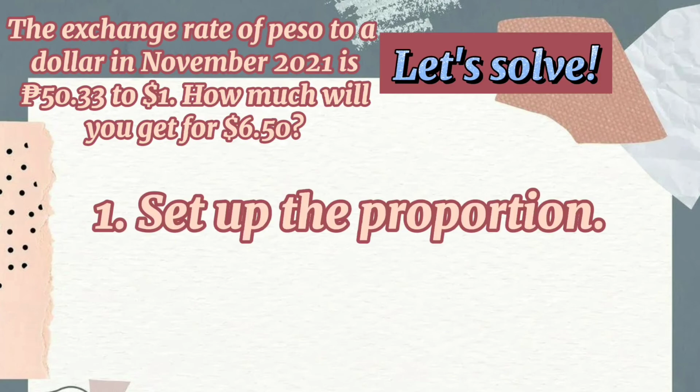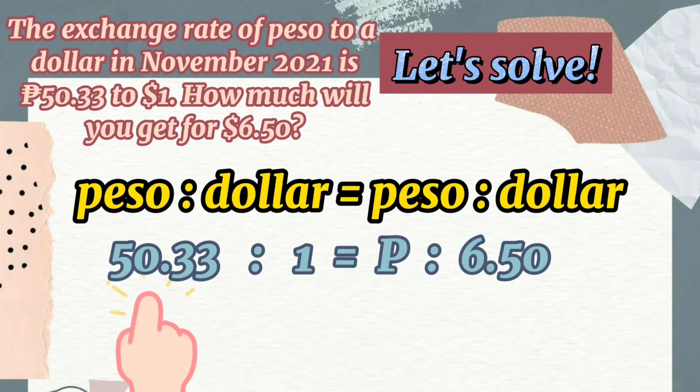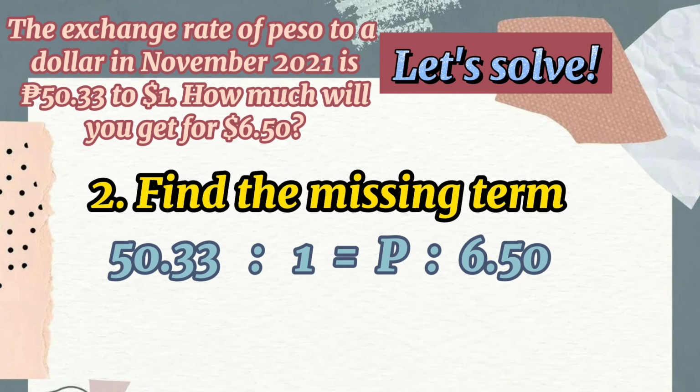Ang dalawang quantity ay ang peso at dollar. So for our proportion, peso is to dollar equals peso is to dollar. I-substitute na natin ang ating given sa ating proportion. Sa ating unang ratio, ang value ng peso ay 50 pesos and 33 centavos is to $1. Sa kabilang ratio naman ay hinahanap natin ang value ng peso, kaya ilalagay muna natin ay letter P is to $6.50. Step 2, find the missing term.